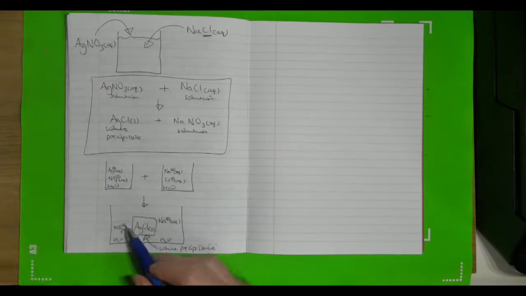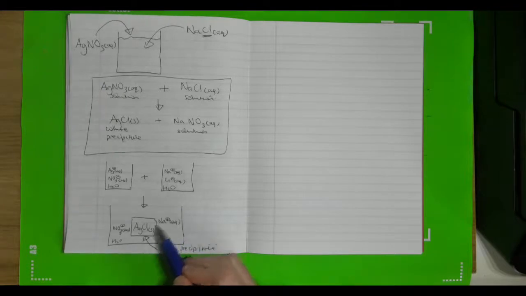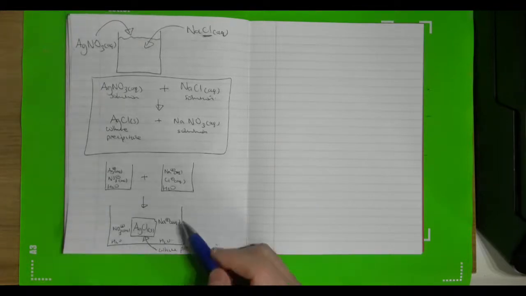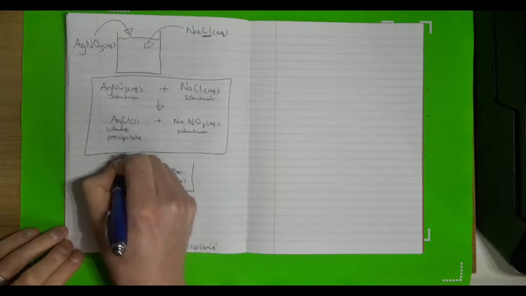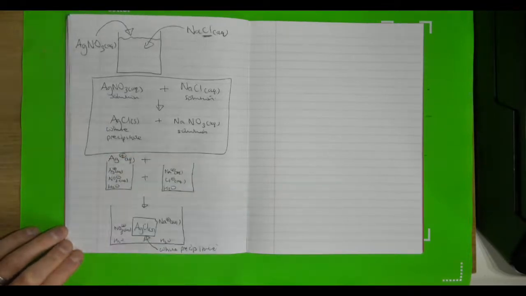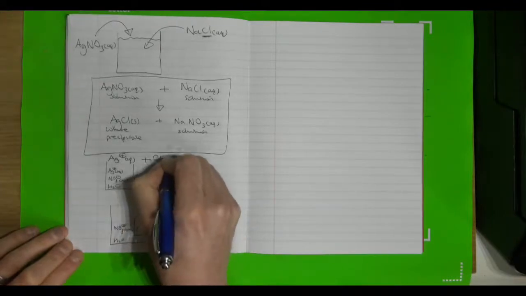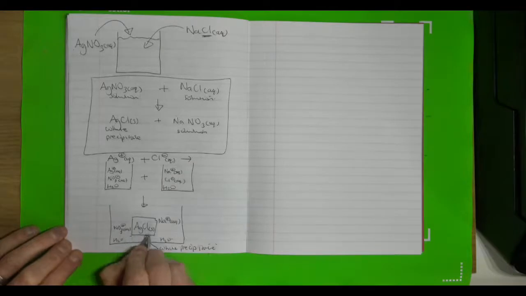Because the nitrate ions and the sodium ions are spectator ions, we don't include them in the ionic equation. So the ionic equation is only the ions which change. So the ionic equation in this case is Ag+(aq) plus Cl-(aq) makes silver chloride solid.